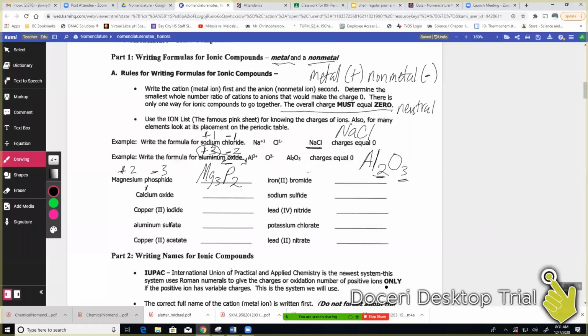Calcium is a +2. Oxide is a -2. When they're already equal to each other, do I need to give them subscripts at all? Nope. I just put CaO.